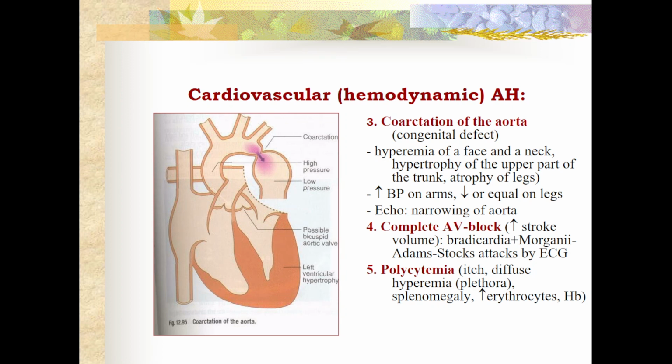Complete AV block, atrioventricular block, can also cause arterial hypertension due to increased stroke volume, and bradycardia can lead to ischemia of the brain and Morgagni-Adams-Stokes syndrome attacks, syncope and disturbances of consciousness. And on ECG, we reveal bradycardia and AV dissociation.